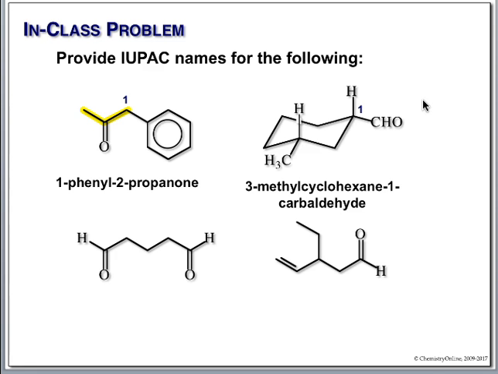1, 2, 3, 4, 5 carbons. So it's a pentane derivative, right? And it's an aldehyde twice over. Because it's an aldehyde, we don't have to worry about numbers. Aldehydes have to be at the end. So we can simply say this is a pentane and it's a dialdehyde. We could do that with pentanedial.